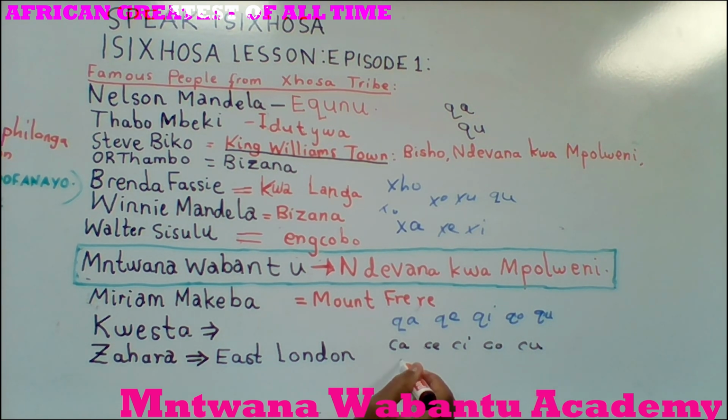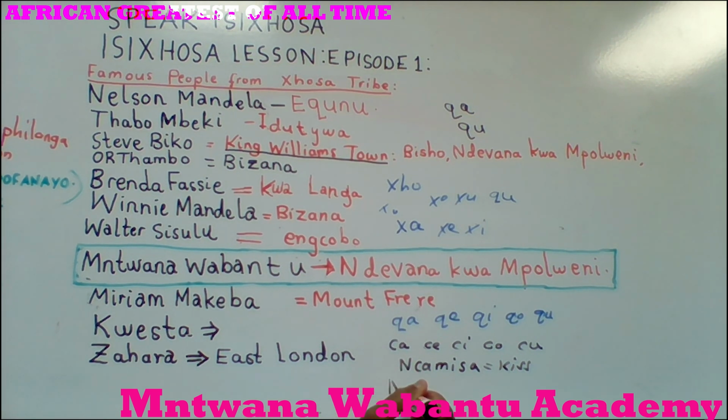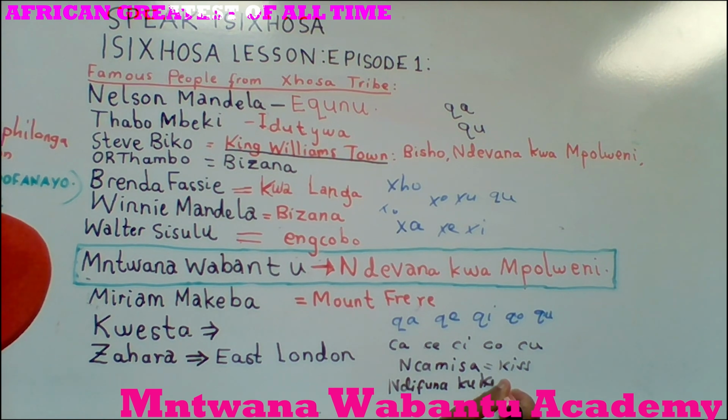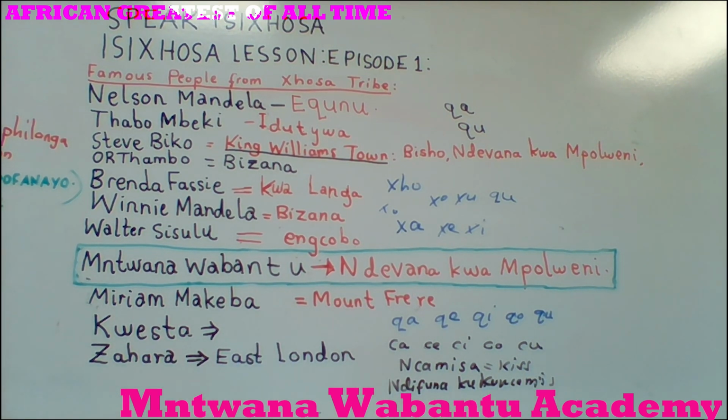For example, how you are going to pronounce ngamisa, it means kiss. Ngamisa. Funu kungamisa, I want to kiss you. Kungamisa means I want to kiss you. So that's one of the words.